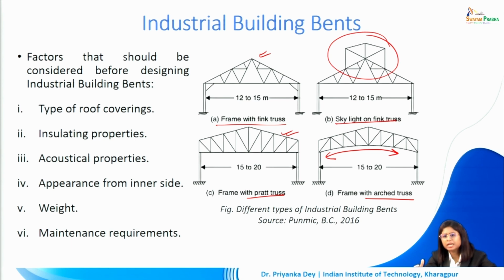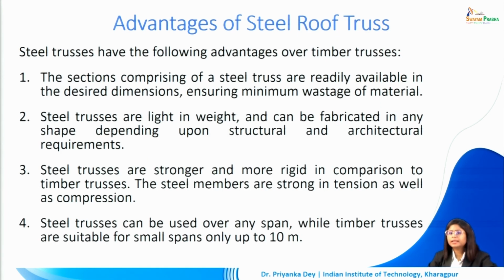So the span, the type of roofing material, the internal appearance, the overall weight, what are the maintenance requirements, all these factors are going to help us determine the type of truss that we are selecting for our industrial building bent. What are the different advantages that we can have in the steel roof truss over and above the timber trusses? So first of all, the sections comprising of a steel truss are readily available in the desired dimensions, ensuring minimum wastage of material. So we are not going to have to create individual members. We have fabricated options available to us to choose from.